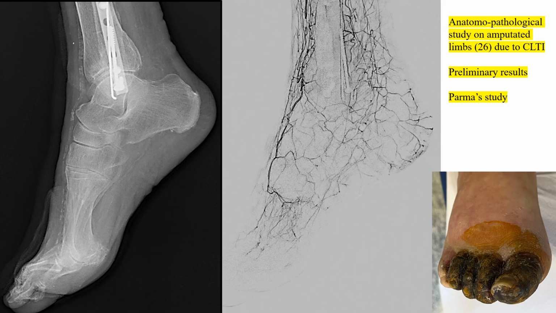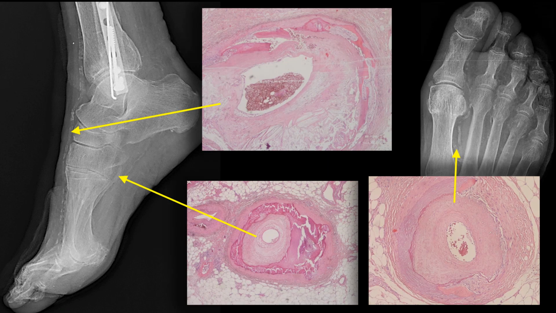For this reason, we decided to do an anatomopathological study on amputated limbs. We collected 26 amputated limbs at the University of Parma due to CLTI, and these are the preliminary results. We took samples of the superficial femoral artery, popliteal artery, proximal tibial arteries, tibioperoneal trunk, distal tibial arteries, and of the dorsalis pedis, lateral plantar arteries, first metatarsal artery, and digital arteries. And what we observed is this intimal thickening, very strong, very intense, associated with the medial artery calcification.